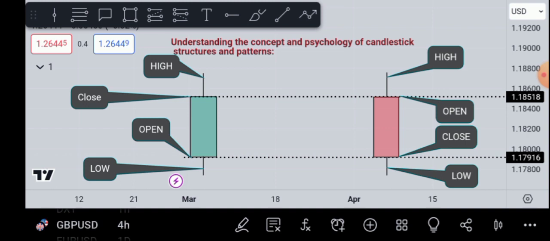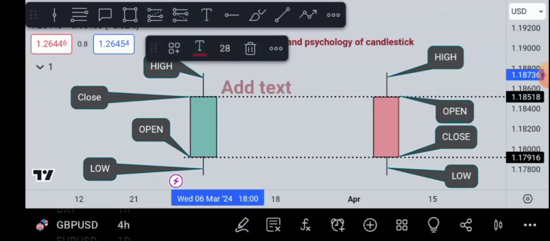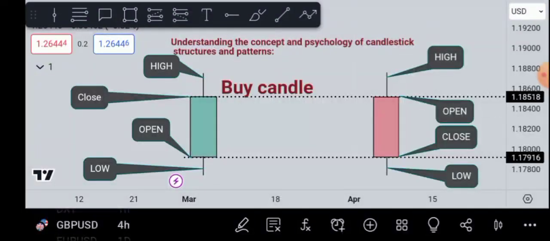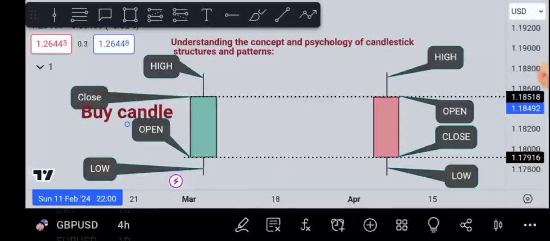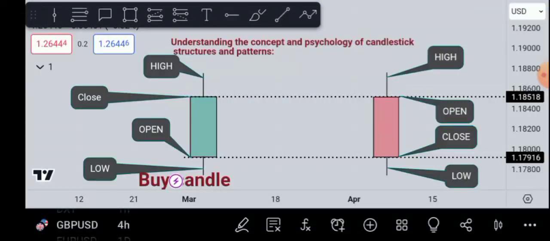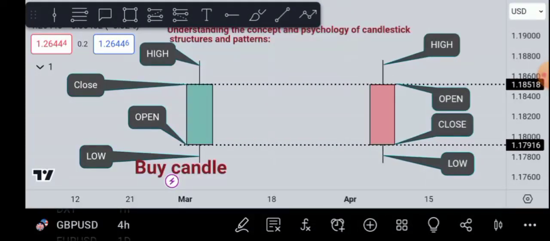Now, this is the open of this candle. When price closes above the open of this candle, we term that as a buy candle. Let me just write that right here. A buy candle. So this is a buy candle. Let me just shift this somewhere here so that it won't interfere with what we're doing. When price closes above the open, it is called a buy candle.